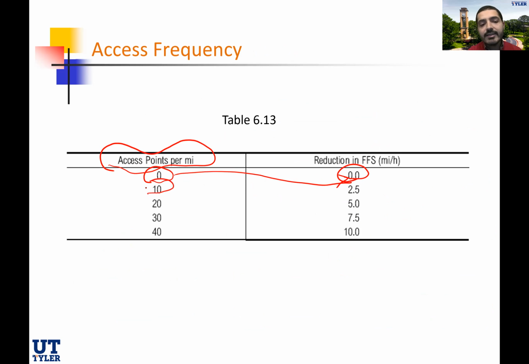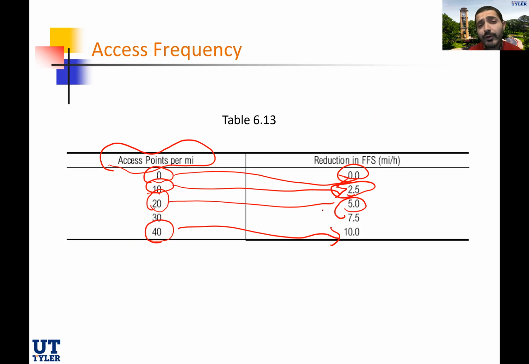If you have 10 access points per mile, mainly intersections, then the speed reduction is going to be 2.5 miles per hour. If you have 20, that's 5 miles per hour. If you have 40, imagine 40 access points per mile, that's a lot of people getting into that multi-lane highway. In that case, you're going to have a reduction of 10 miles per hour.